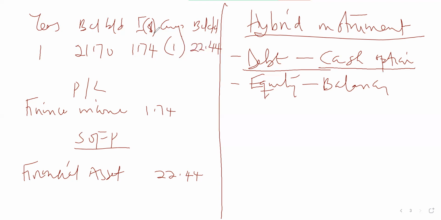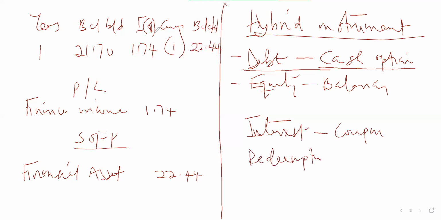The cash flows include the annual interest, which is the coupon, that a company will be paying, and also the redemption value. So the loan will be paid back. So we take the present value of these two.